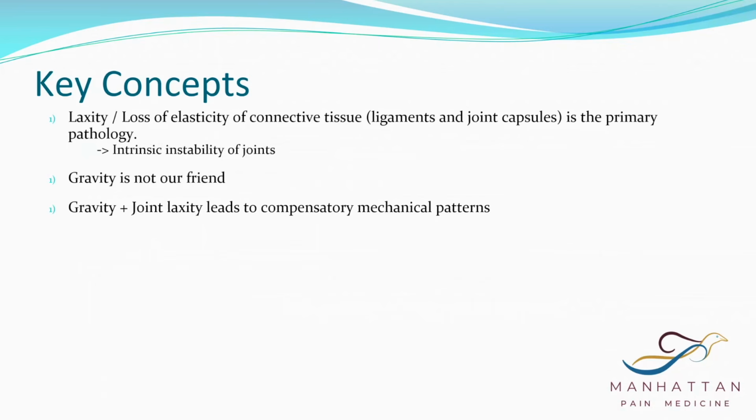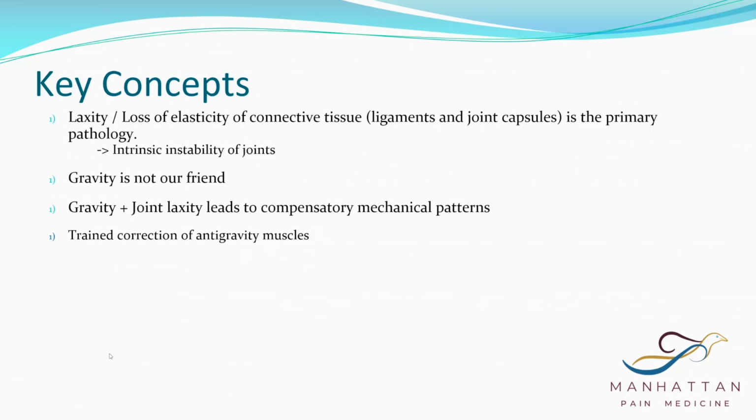Gravity and joint laxity lead to compensatory mechanical patterns, meaning you will adapt how you use your body because of the laxity. So if the shoulder is subluxed, the shoulder blade will protract forward because it's a more comfortable position. If the hip is anteriorly unstable, the sacroiliac joint will rotate, the pelvis will tilt to cover the hip better. And that, of course, will put more stress on the back. It's going to change how you use your hip muscles. There's a whole downstream effect from all this.